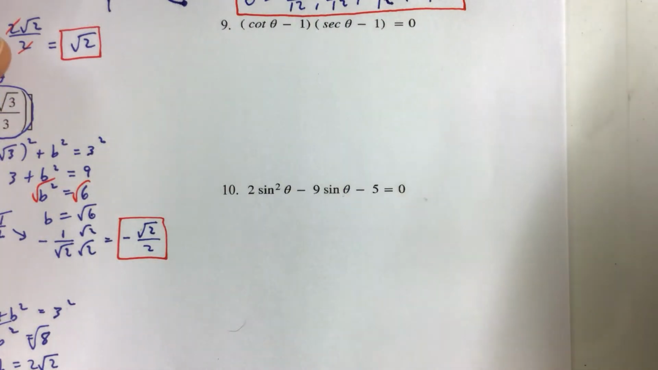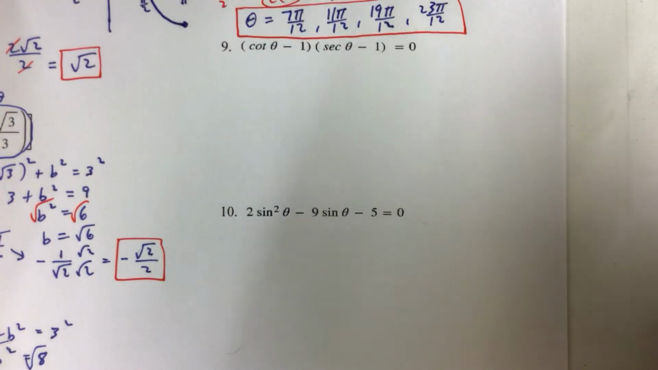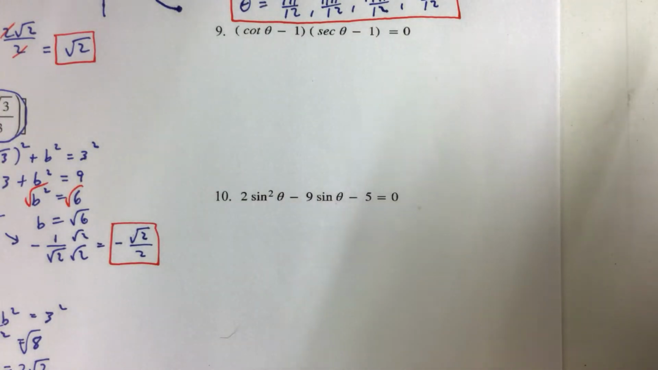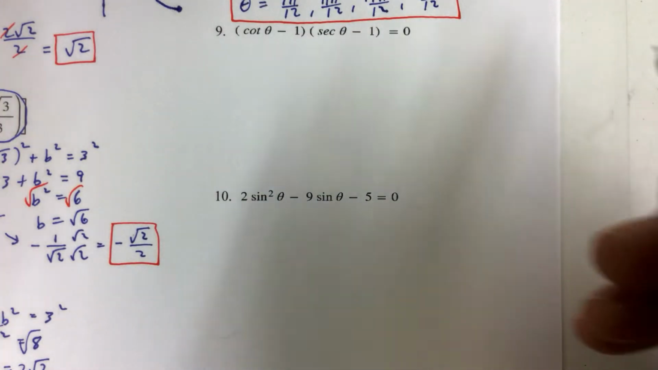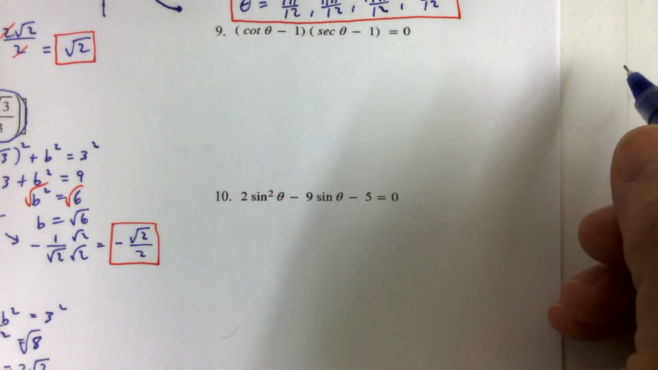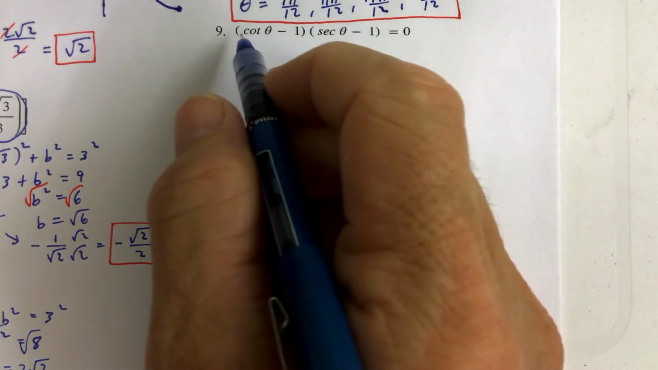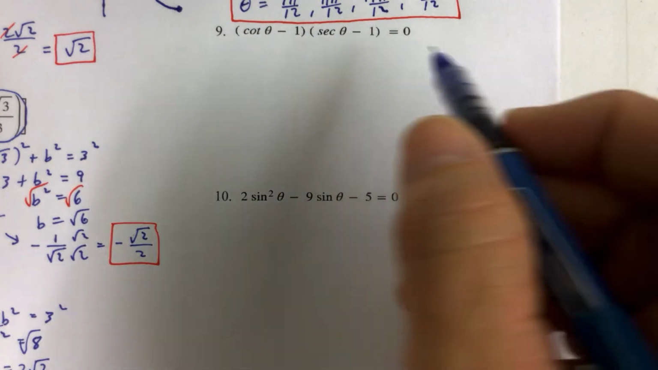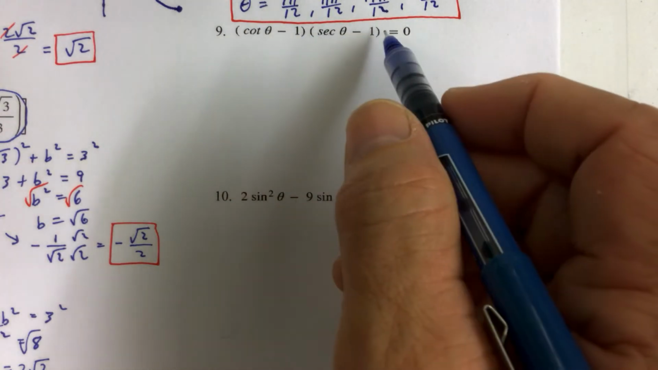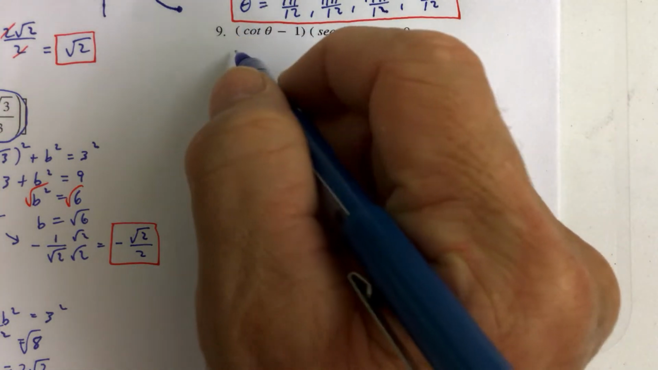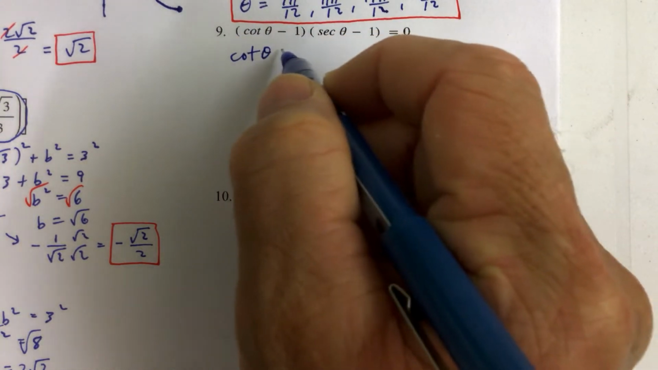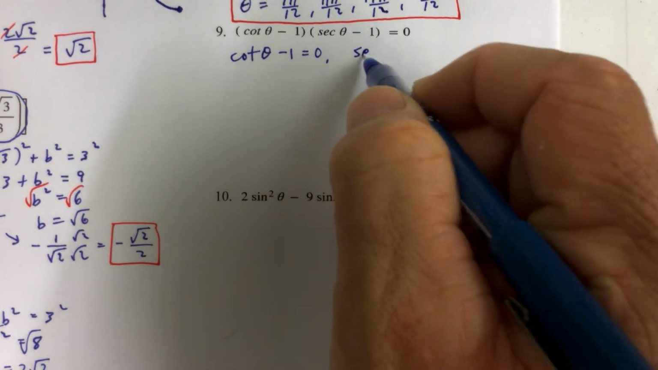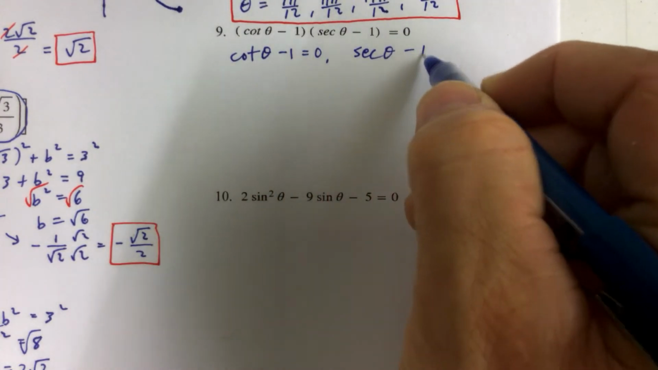All right, so equation number 9. Now, you can think your way out of the correct solution to this one by just kind of haphazardly multiplying these out. But once you have the left side of an equation factored and you have the right side 0, you just set each factor equal to 0. Cotangent of theta minus 1 equals 0, and secant of theta minus 1 equals 0.